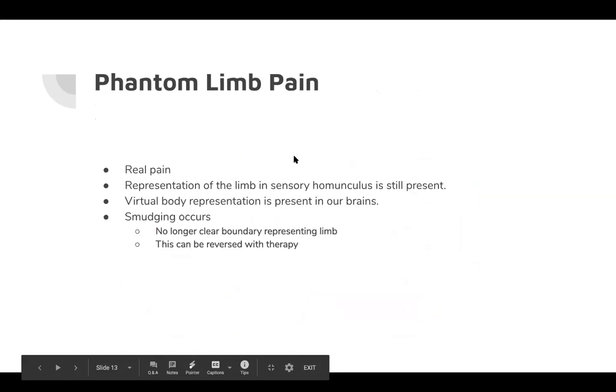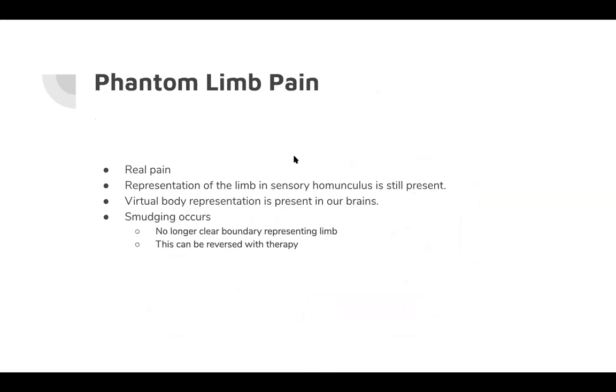Phantom limb pain I thought was a great example to bring up because, again, this is real pain that they're experiencing. The representation of the limb in the sensory homunculus is still present despite the amputation that occurred in whatever limb was involved. The virtual representation of the body is still present in the brain. However, smudging can occur, in which there is no longer a clear boundary representing that limb.